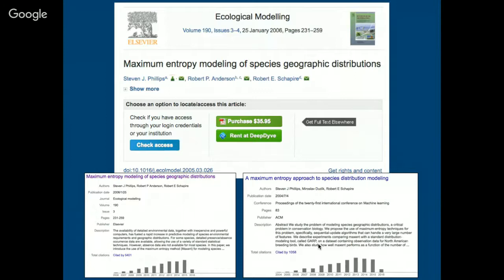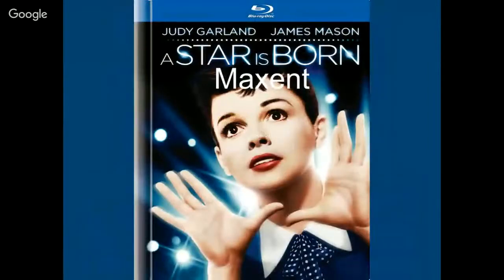Maxent has been a superbly useful and flexible algorithm that has become enormously popular. We could even see it as the star of this field of niche modeling. Many perhaps would argue that use of multiple algorithms would be a better idea. But again, that's the subject for a different seminar.